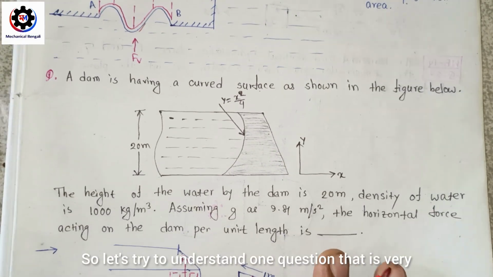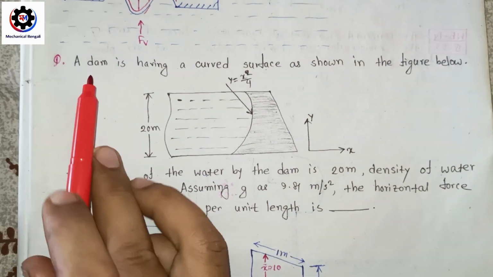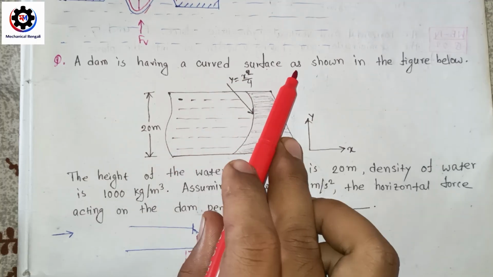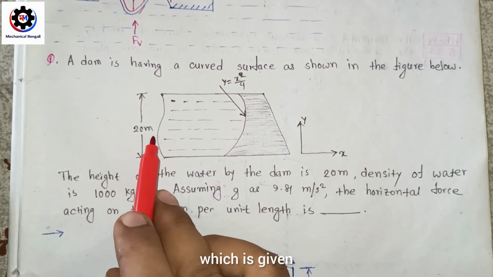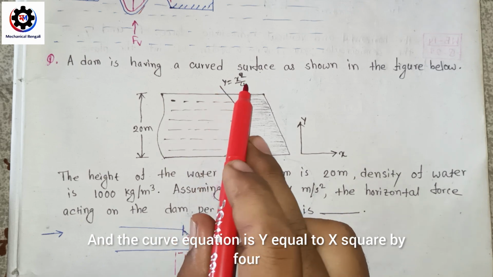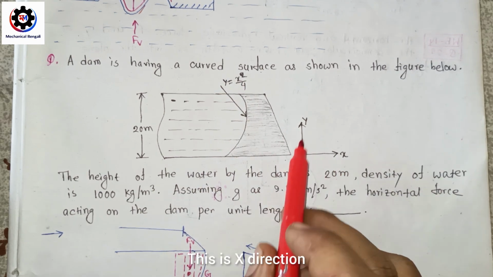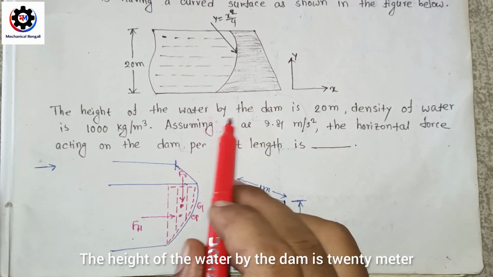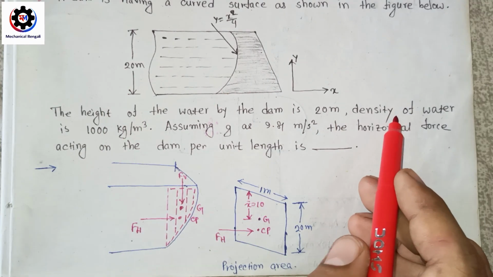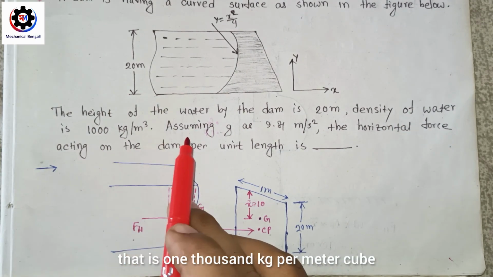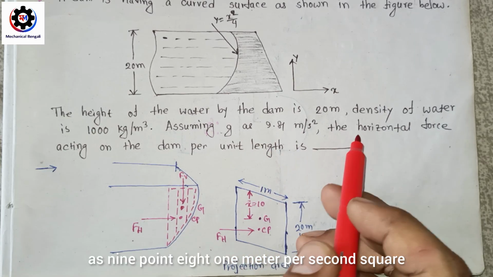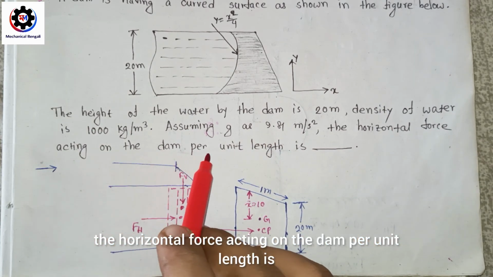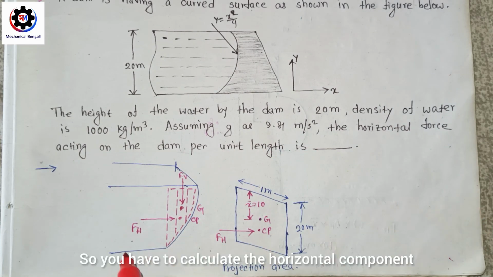So let's try to understand one question that is very important from the gate point of view. A dam has a curved surface as shown in the figure below. This is the dam here. This is 20 meter, which is given, and the curve equation is y equals x square by 4. This is the x direction, this is the y direction. The height of the water by the dam is 20 meter, which is given in this question. The density of water is 1000 kg per meter cube. Assuming g, the gravitational acceleration, as 9.81 meter per second square, the horizontal force acting on the dam per unit length is? So you have to calculate the horizontal component.